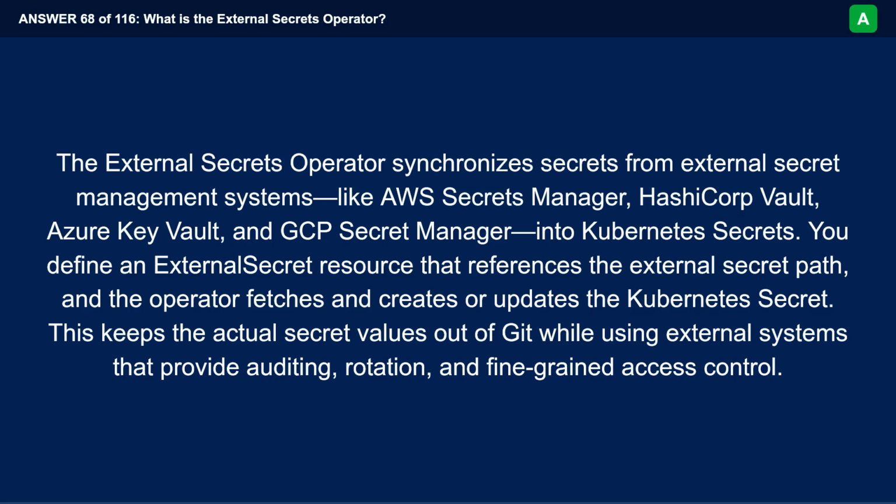You define an external secret resource that references the external secret path, and the operator fetches and creates or updates the Kubernetes secret. This keeps the actual secret values out of Git, while using external systems that provide auditing, rotation, and fine-grained access control.